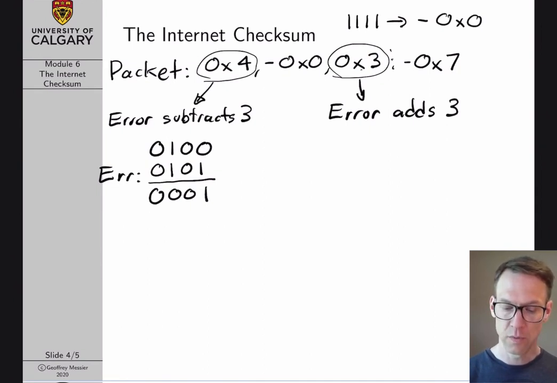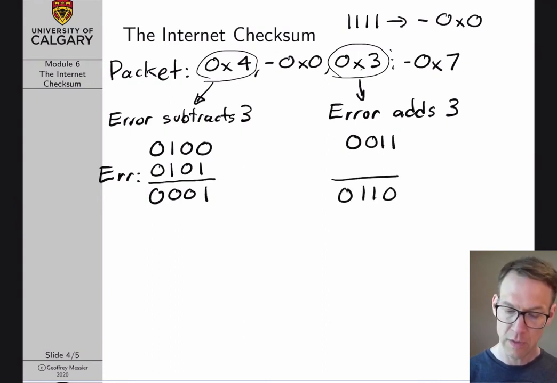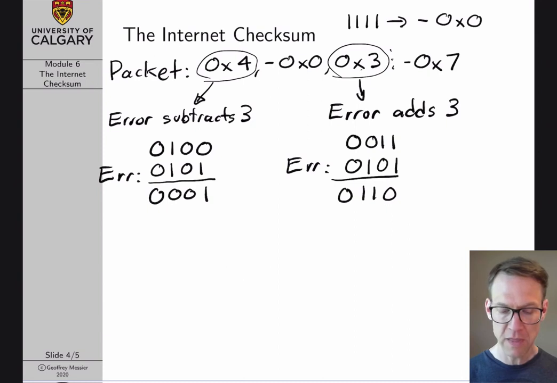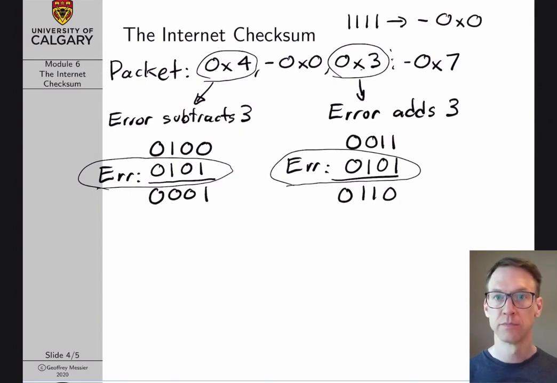Here we need to add 3. So we know that we're going to go from 0011, which is 3, and we need to end up with a value of 6. And so the error pattern that's going to do this for us is going to be 0101. And so it's important to remember that the error patterns themselves do not add to 0. Instead, they end up adding 3 and subtracting 3. In this case, the error pattern is actually identical.